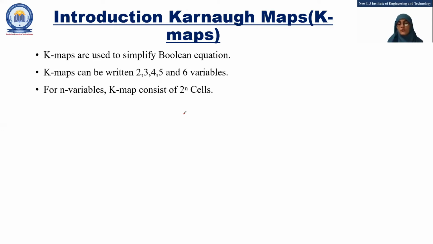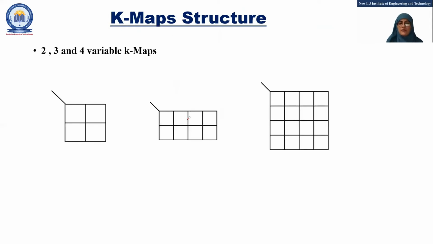So for 2 variables, there will be 2 raised to 2, which is 4 cells. For 3 variables, there will be 8 cells. For 4 variables, there will be 16 cells, and for 5 variables, there will be 32 cells, and so on. This is the structure of 2 variable, 3 variable, and 4 variable K-maps. This is the structure of the 2 variable K-map, which includes 4 cells. This is the structure of the 3 variable K-map, which includes 8 cells. And this is the structure of the 4 variable K-map, which includes 16 cells.